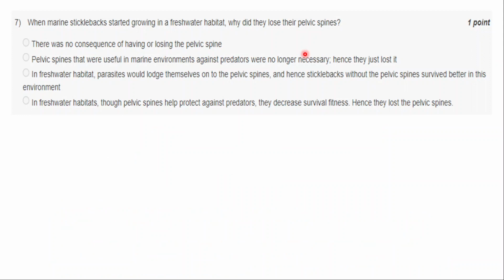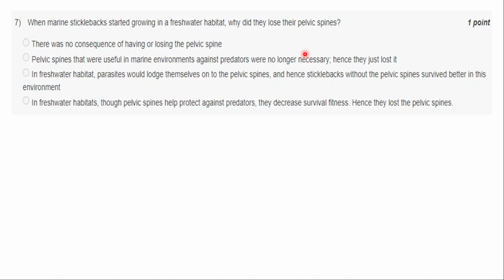Question number 7. Why are marine sticklebacks losing their pelvic spines when they started growing in a freshwater habitat? This is a well discussed example mentioned in the text as well as discussed by Professor Subramaniam. When marine sticklebacks started growing in a freshwater habitat, why did they lose their pelvic spines?